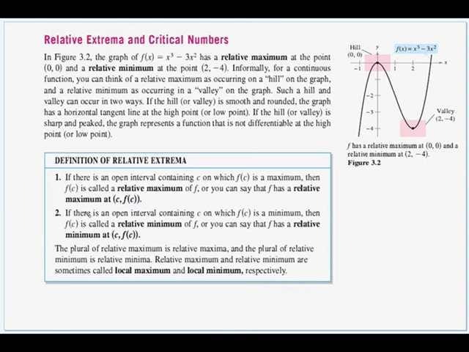If there's an open interval containing point c on which f of c is a minimum, then f of c is called a relative min of the function f, or you can say it has a relative min at the point c comma f of c. The plural of relative max is relative maxima, and the plural of relative min is relative minima. Remember, relative maximum and relative minimum are sometimes called local maxes and mins.